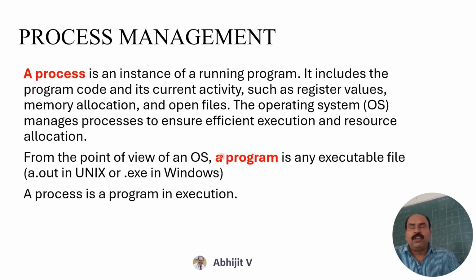From the point of view of an operating system, a program is any executable file, for example a.out in Unix or .exe files in Windows. Whenever you create a program, it will be like .exe. The .exe files are executable files in Windows. When you double click one, some process is being executed by the operating system. For example, word.exe is a file. When you double click that, Microsoft Word opens, right? So it is an exe file.